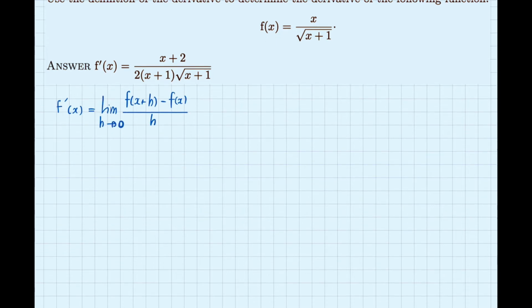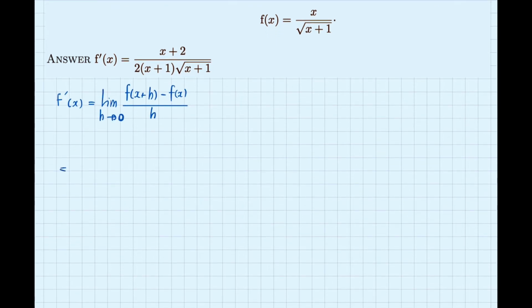Okay, so what I can do here, I should write limit. I have a fraction here, where the denominator is h. Instead of f of x, I put this expression, which is my function. So I will have minus x over square root of x plus 1.